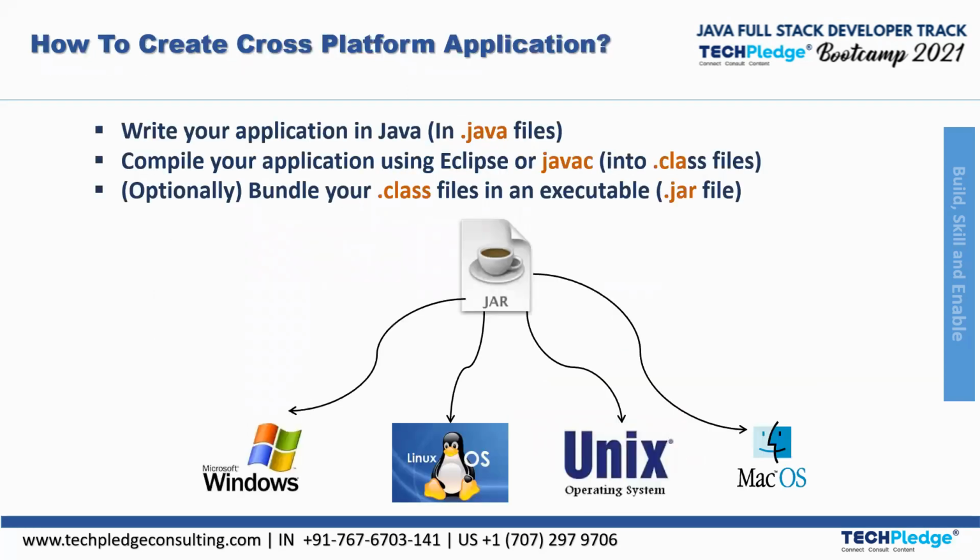Right from the very beginning, I've been saying that Java is platform independent. So how do we create a cross-platform application? First, we write a .java file, then we compile it, and it gets converted into a .class file. Now, all you have to do is copy the .class file, or maybe the .jar file, and then you can run it on any OS of your choice, be it Windows, Linux, Unix, Mac OS, anywhere.